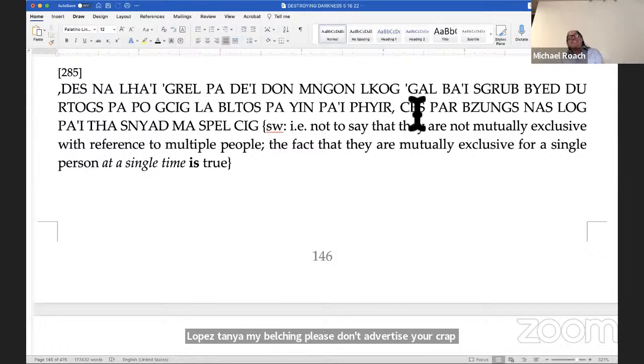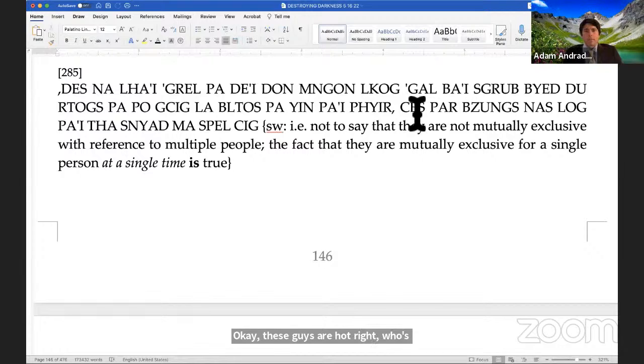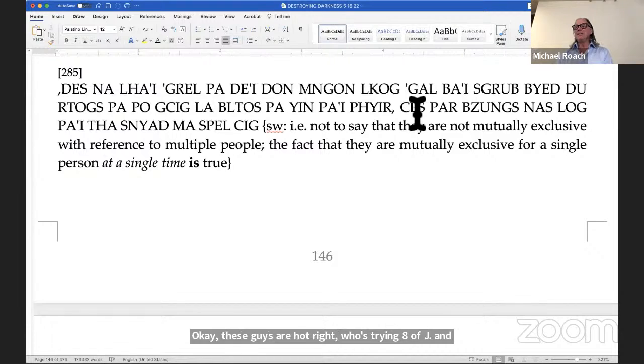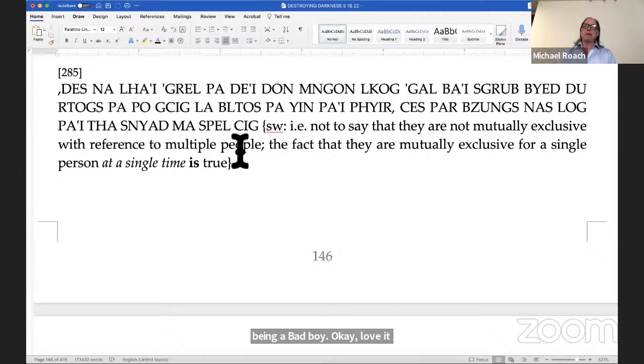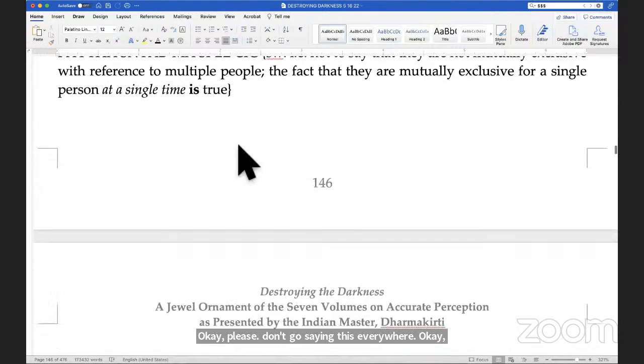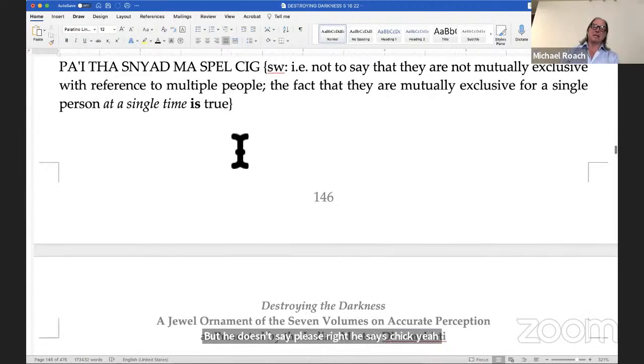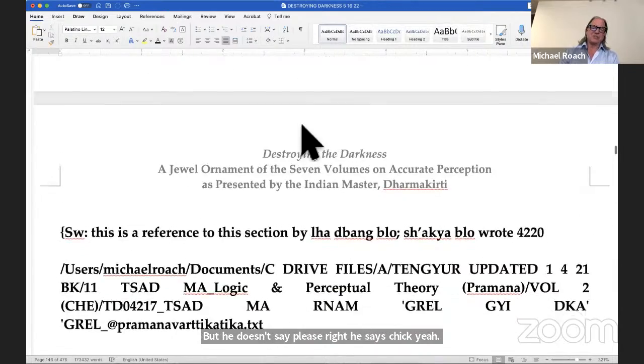Okay? These guys are hot, right? Who's talking? Caleb J. And he's saying, if you're going to explain this Indian that way, please don't spread this crap around, okay? He really does say that. I'm not being a bad boy, okay? Lope Tanye Ma Bel. Don't spread it. This bell means increase, yeah. Please don't spread this stupid idea, please. Okay, Lope Tanye means idiotic statement. Please don't go saying this everywhere, okay? You're gonna embarrass everybody. But he doesn't say please, right? He says chick. He doesn't say please, he says, dang it, don't do that.